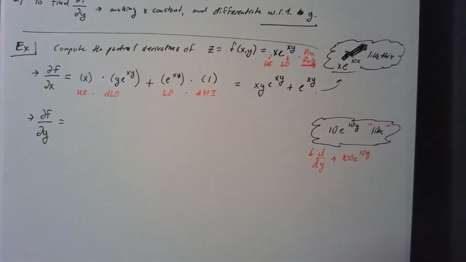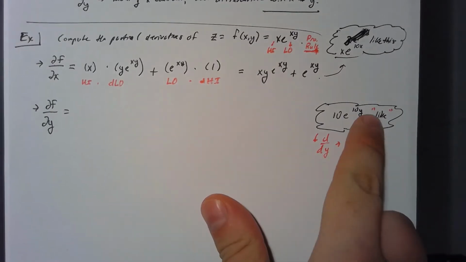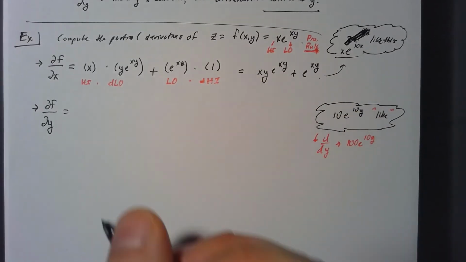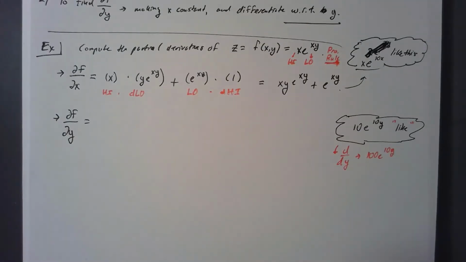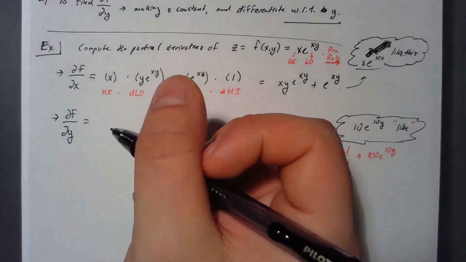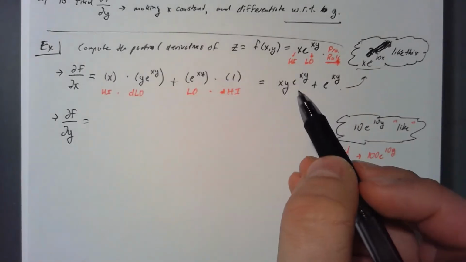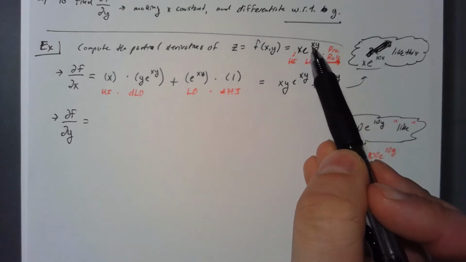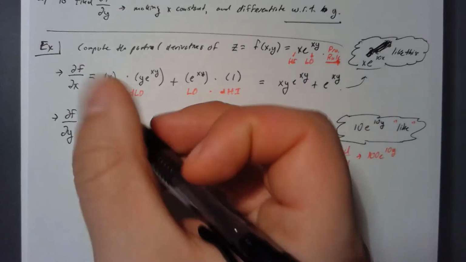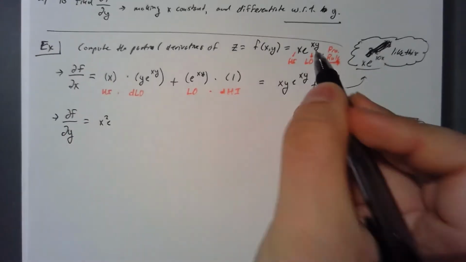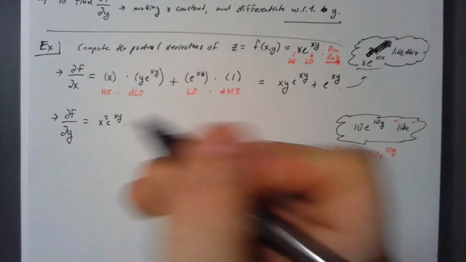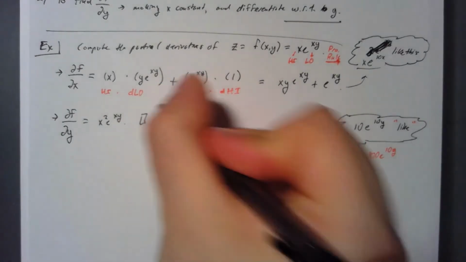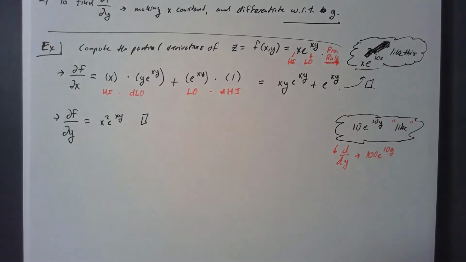So instead of doing that with a number, just treat x like a number, and write in terms of x instead. So now, when I take the derivative of this, I'm going to get what? I'm just treating x like a number, right? So x is going to come out, and I'm going to have x squared e to what I have left over, xy. And that's it. That's the partial derivative of each one.